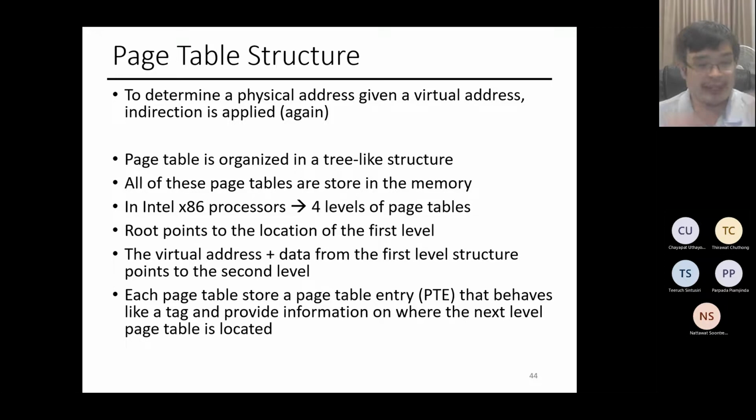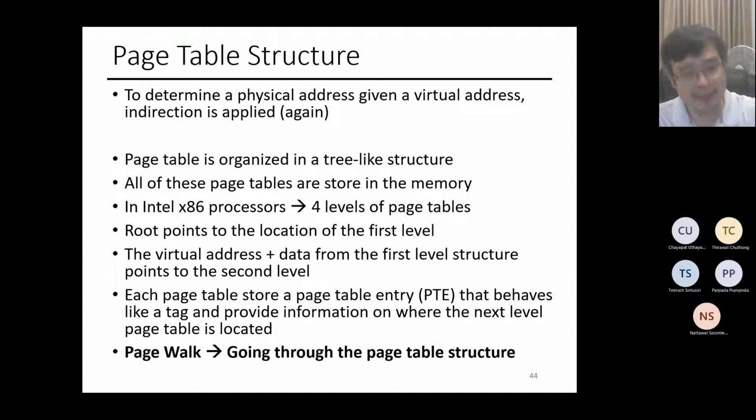So that's basically how translation works, right? Each page table stores the entry. So inside the table, because as the name suggests, it's a table, you have rows of data, right? Each row, we call that the page table entry. The page table entry acts like a tag that provides the information on where the next table is located. The page walk process, if you read the textbook, it says page walk is I go through this table structure so that I can get the physical address.